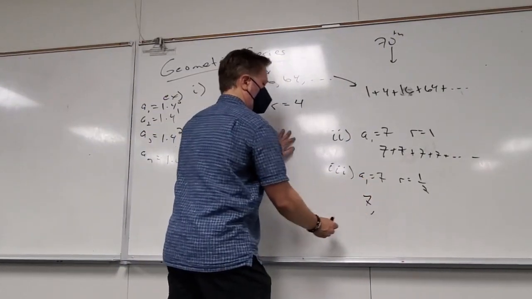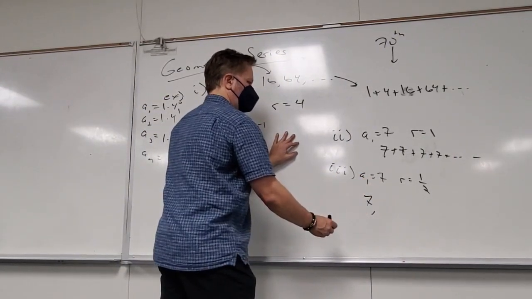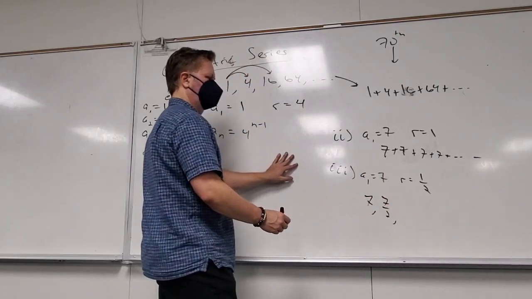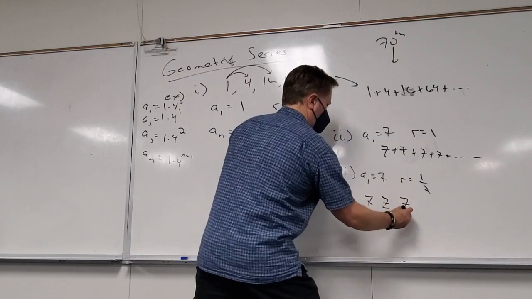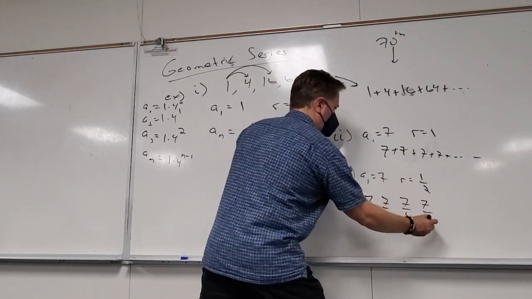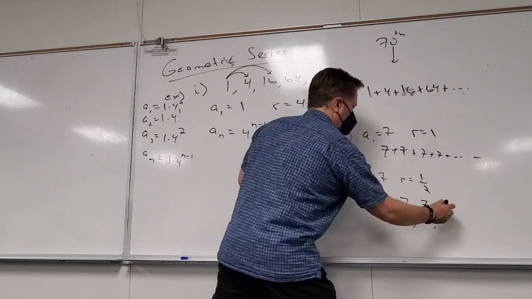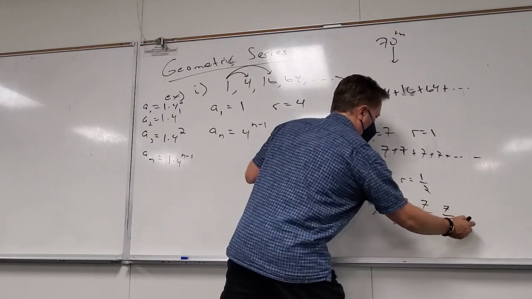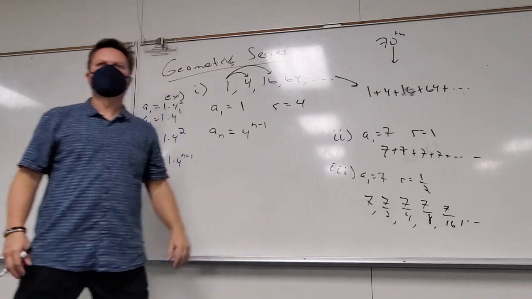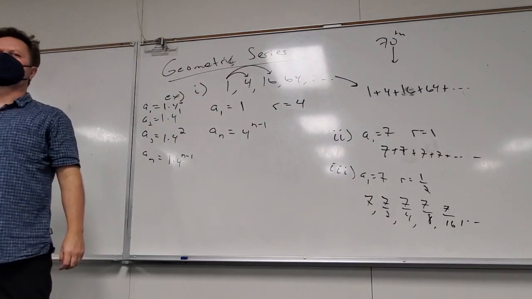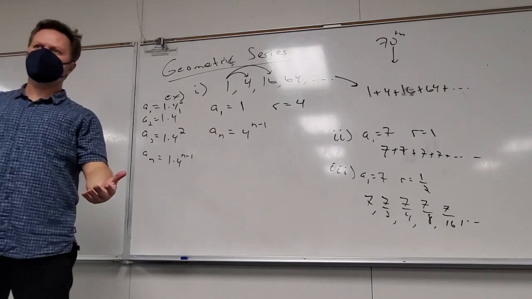7, 3.5, 1.75, 0.875. That would be the elements of the sequence. That looks like it might have a chance to converge, right?